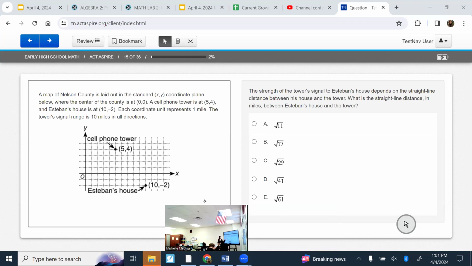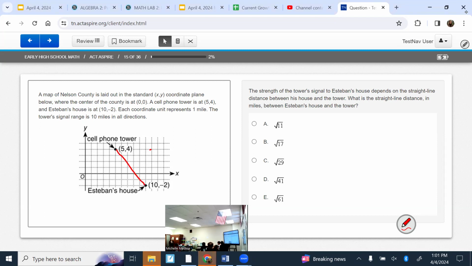So imagine a straight line connecting these two. What is the straight line distance in miles between Esteban's house and the tower? So you can't count when it's like diagonal. So here's what you can do. My favorite stuff. So if this is what they're trying to get me to connect, I'm going to try to make as straight of a line as I can.